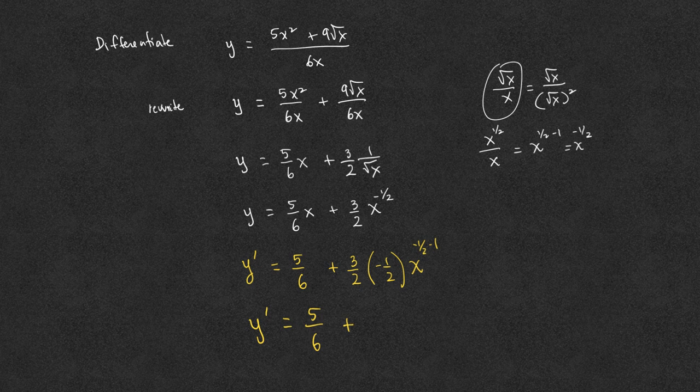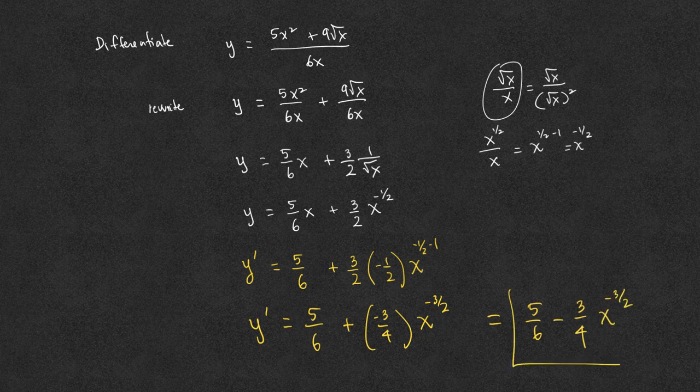2 times 2 is 4. So that is a minus 3 over 4. x to the negative 1/2 minus 1 is negative 3/2. And so the answer is 5 over 6 minus 3 over 4, x to the negative 3/2. This is the derivative of the original expression without using the quotient rule.